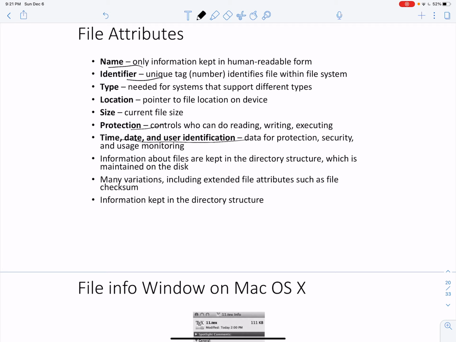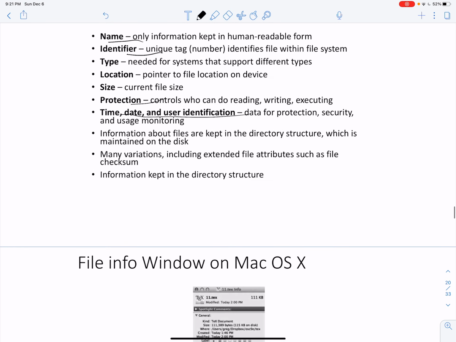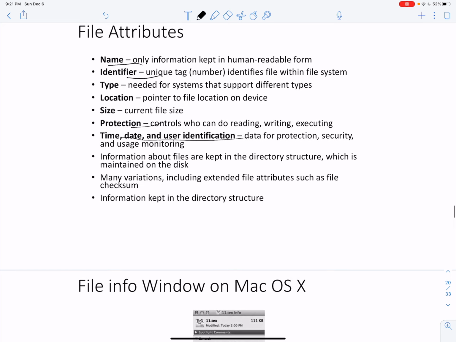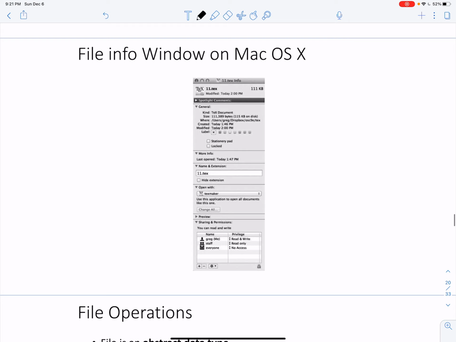Also it is associated with the time, date, and user identification, which are used for protection and security. For example, usually a file is associated with a time when it was created, when it was modified the last time, and when it was opened the last time. So these are the common attributes associated with files in every operating system.